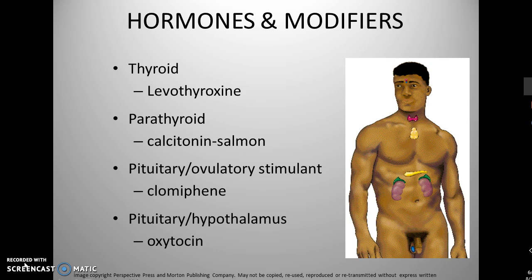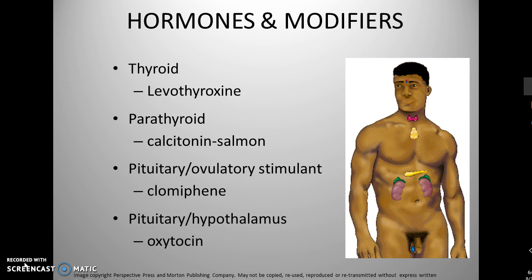The testes secrete the male hormone testosterone. The male hormones are called androgens. They are involved in the development and maintenance of the male reproductive tract, including the enhancement of sexual characteristics in the male, muscle development, sexual growth, and body fat distribution.